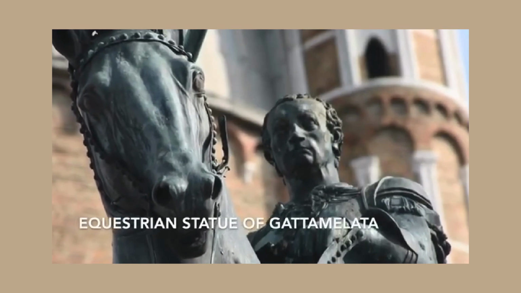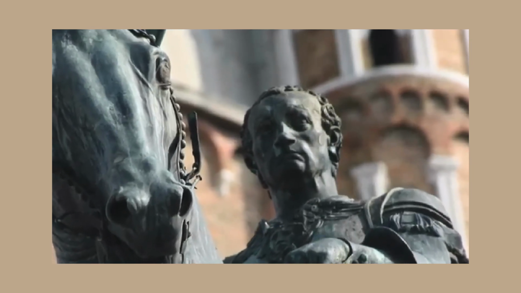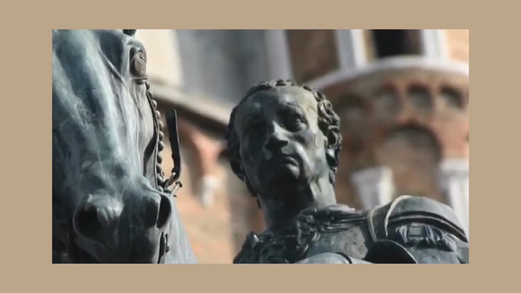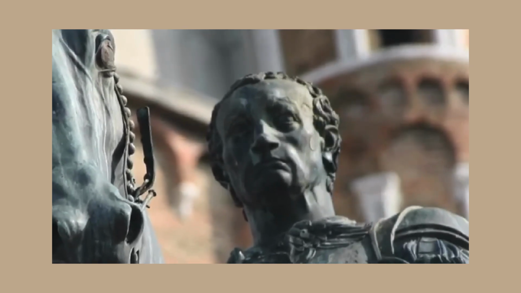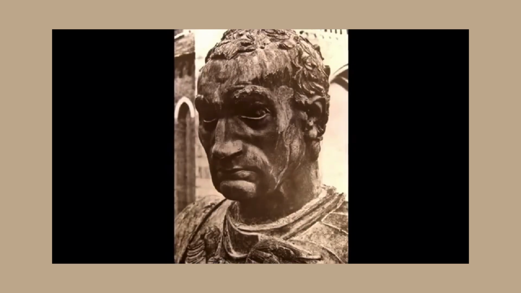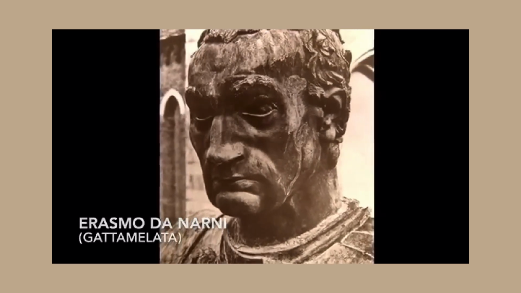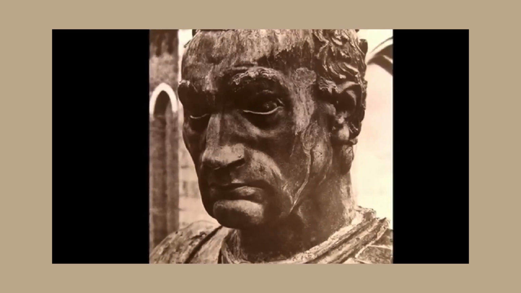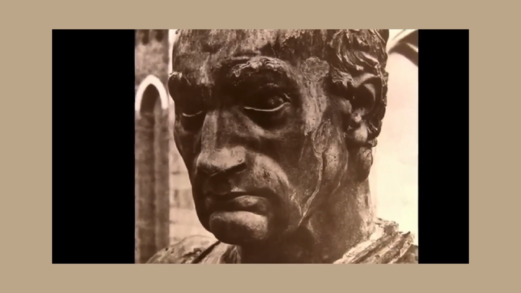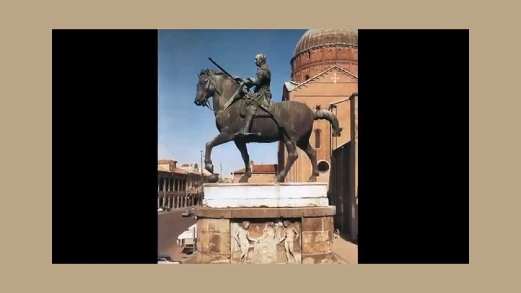Donatello produced this equestrian statue as a memorial in 1453. It was produced entirely in bronze. The statue depicts Erasmo da Narni, a military leader who was nicknamed Gattamelata. This was one of Donatello's biggest undertakings, with the final piece produced at life size. The soldier passed away in 1443, with the statue completed around a decade later.